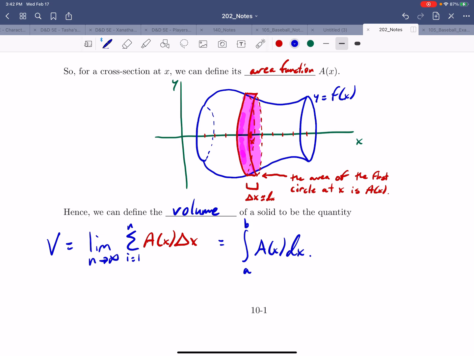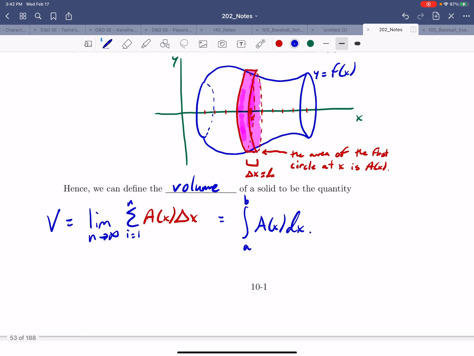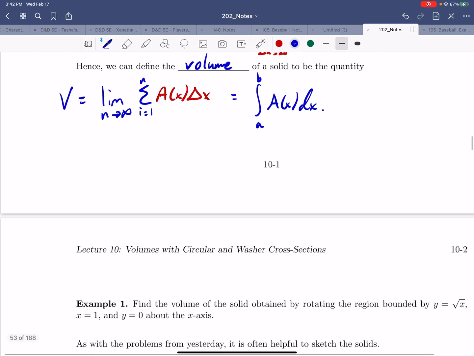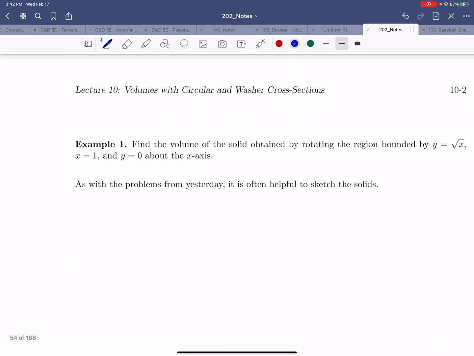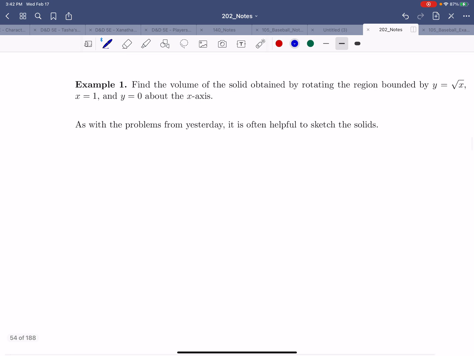So to find the volume of a solid of revolution, we have to integrate the area. Now you might say, okay, great, what's the area function? Well, that depends on the curve we're given. Let's take a look at example 1.